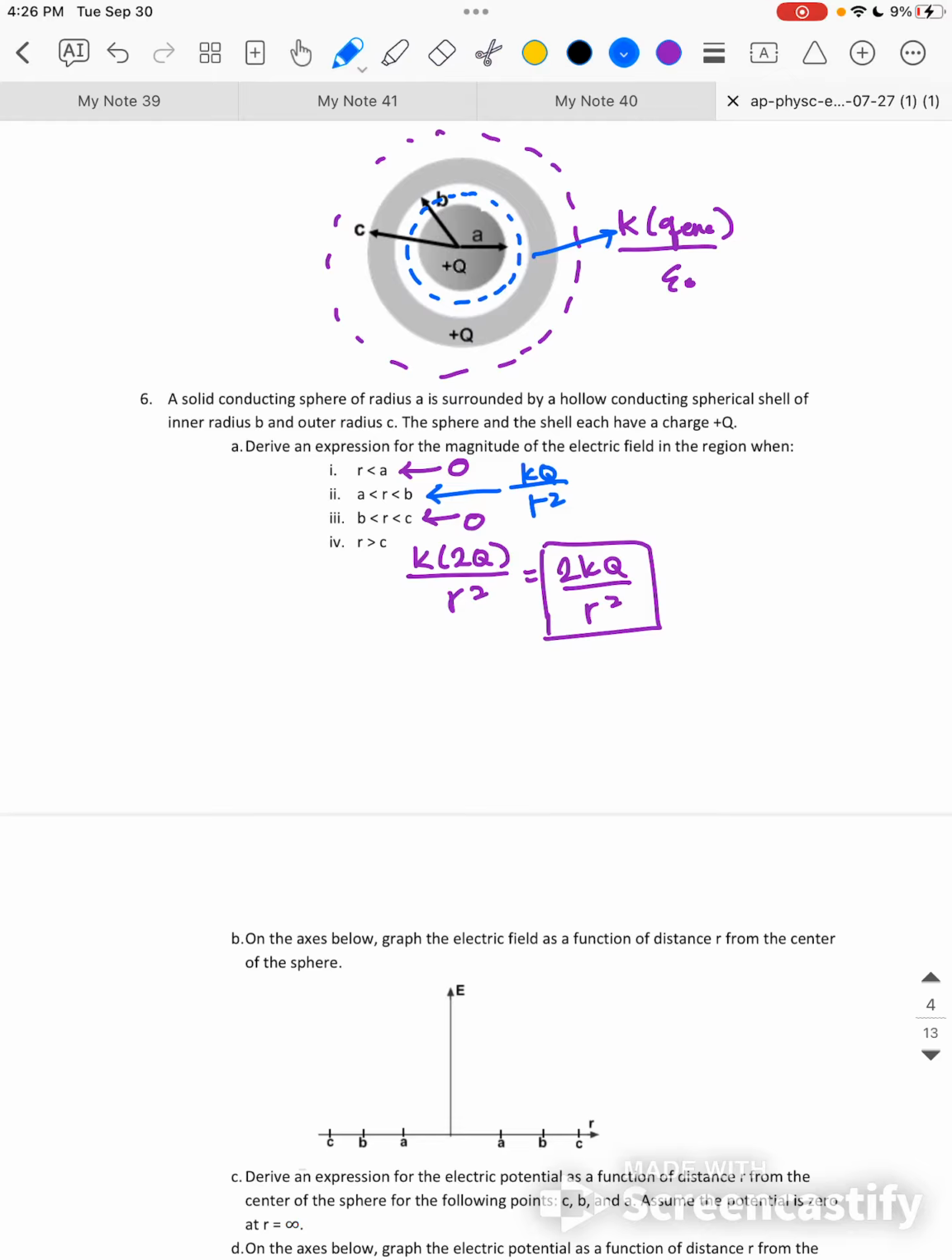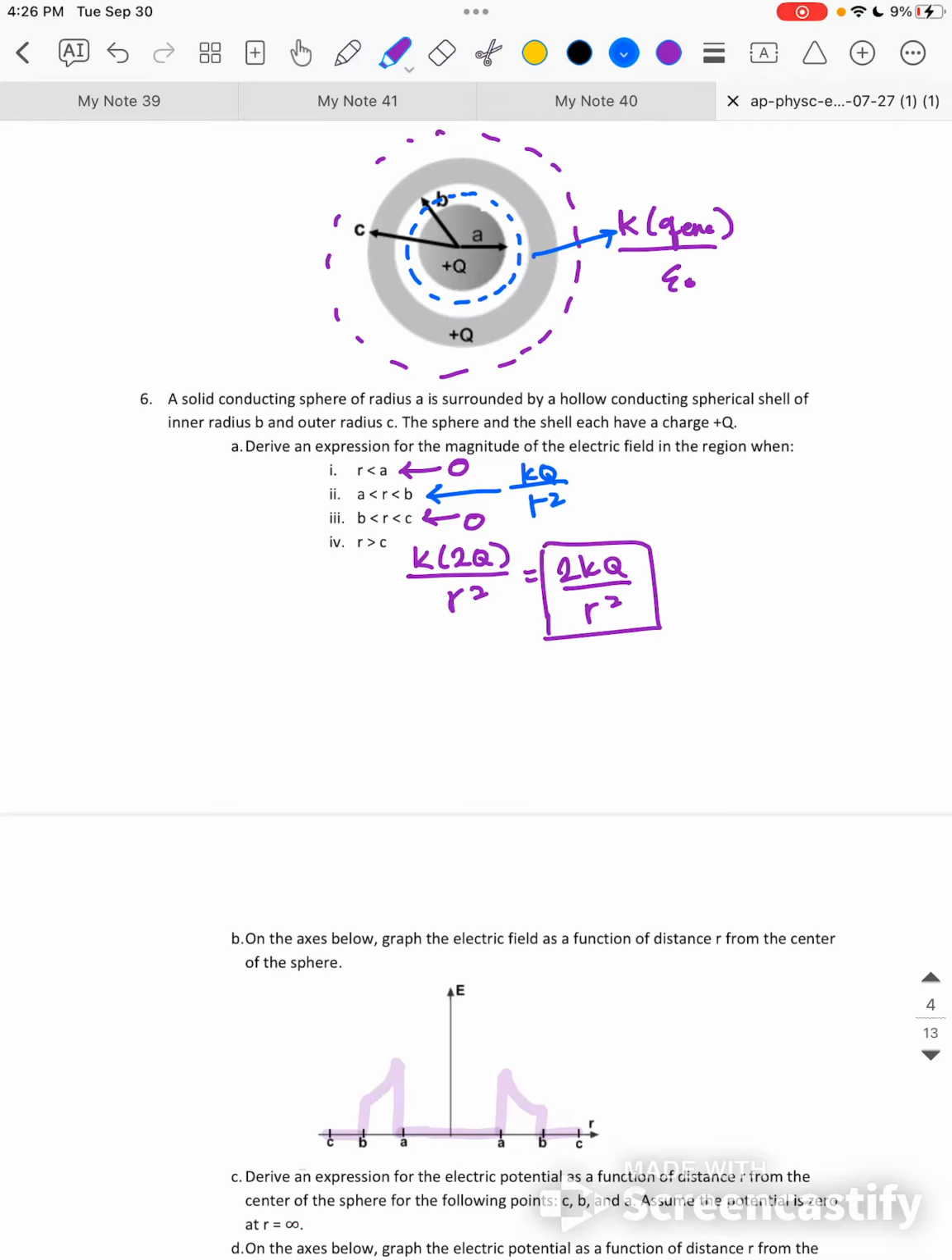Okay, now we're going to graph these, and the way you graph them is first, you know that you've got a 0 electric field between A and 0 and between B and C. And we know that we've got an electric field of KQ over R squared, which approaches 0 as the field goes out. So I'm going to make it approach 0. And same here.